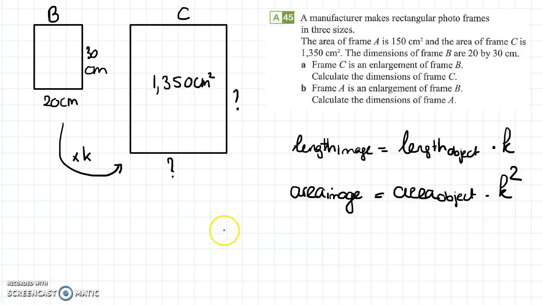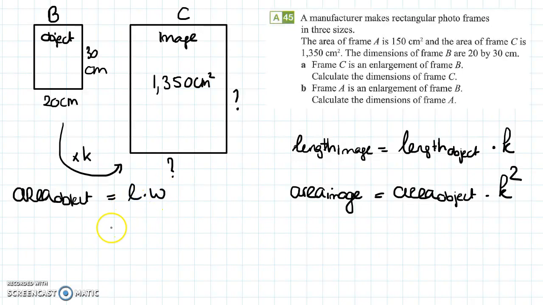We know that the area of our image, C in this case, is 1350 square centimeters, and the object is what we started with. The area of the object isn't given, but when you take a good look, it's a rectangle, so it's quite easy to calculate. The area of our object is length times width, and that will be, in this case, 20 times 30, and that's 600 square centimeters.